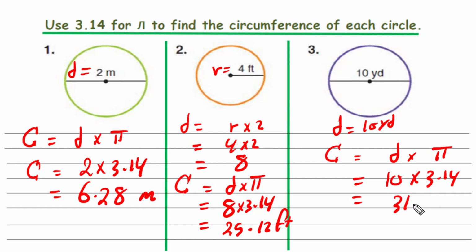We get 31.4 yard. So don't forget, guys, to find the circumference of the circle, you will find the diameter. Then you can use it to find the circumference of the circle. Just multiply the diameter length by the value of pi, which is 3.14 or 22 over 7.